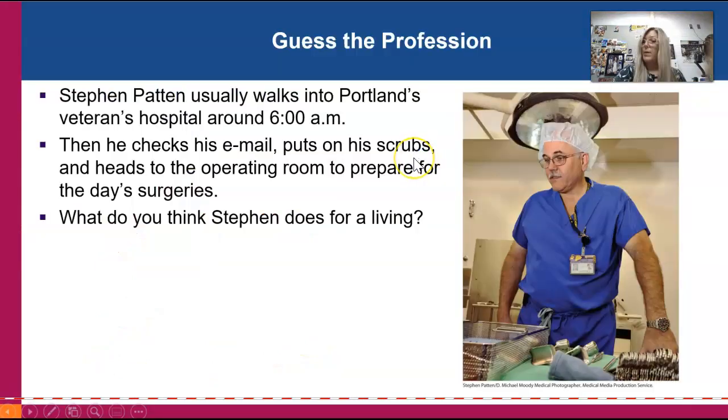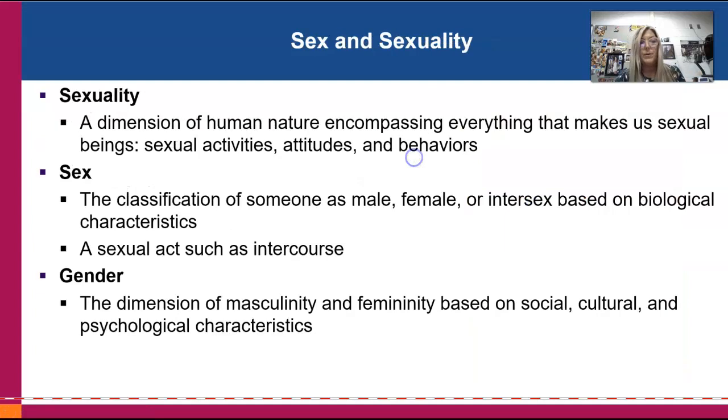All right, again, we start with a vignette that carries you all the way through. So let's talk about some terminology, some differences between these three terms. Your sexuality encompasses everything that makes you sexual: your activities, your attitudes towards sex, and your behavior sexually. Sex itself is male, female, or intersex based on biological characteristics, and a sexual act such as intercourse. That is also another meaning of sex. So you've got your two meanings, male, female, or actual engagement.